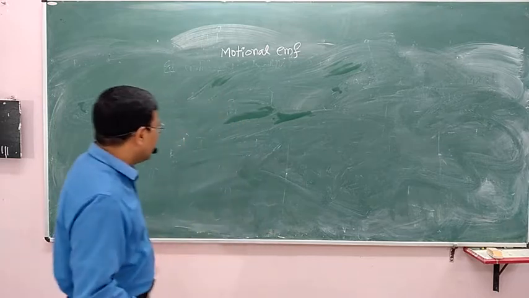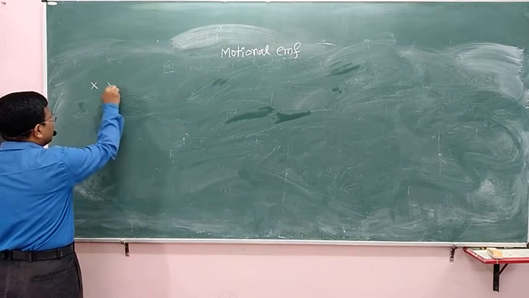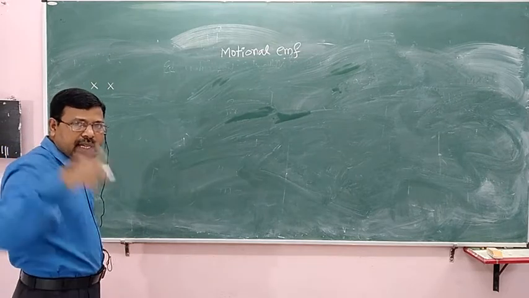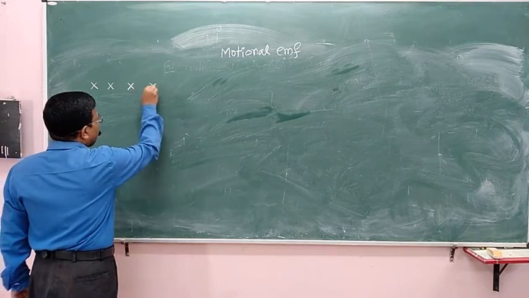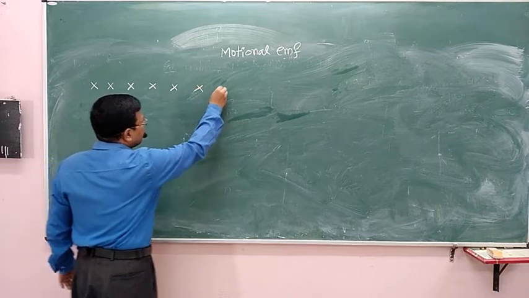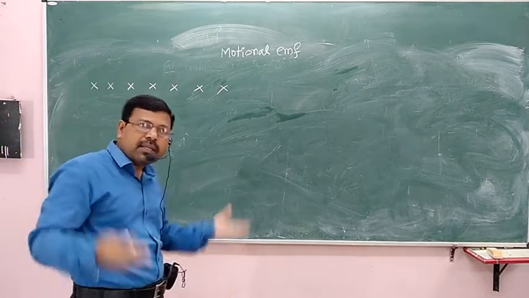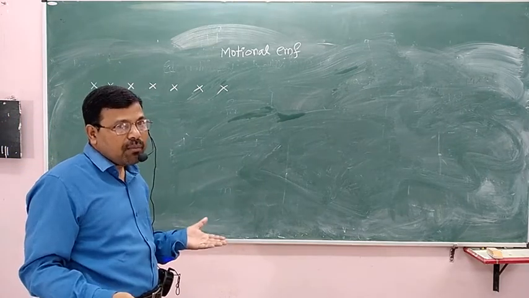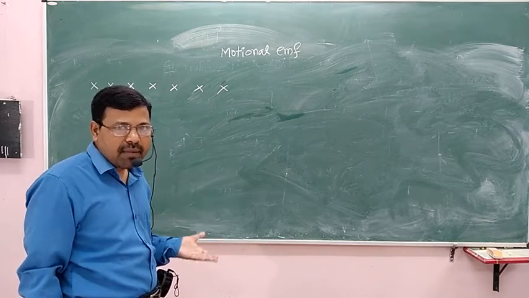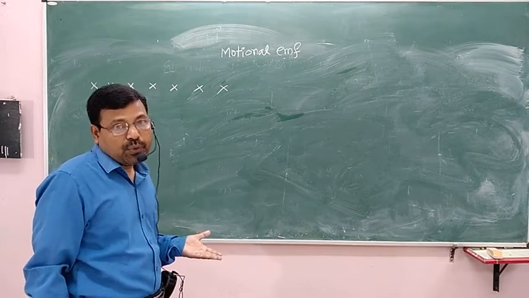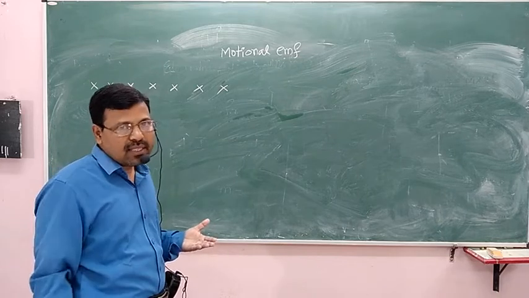Here is a diagram. Every cross mark indicates the direction of the magnetic field into the plane. Since the spacing between two magnetic field lines is the same, such a magnetic field is called a uniform magnetic field. At every point, the strength of the magnetic field is the same. Therefore, this is called a uniform magnetic field, say for example, 1 nano Tesla. Tesla is the unit of magnetic field.